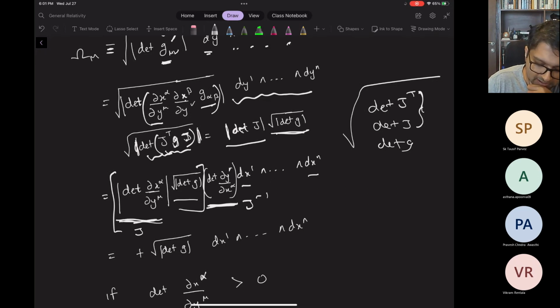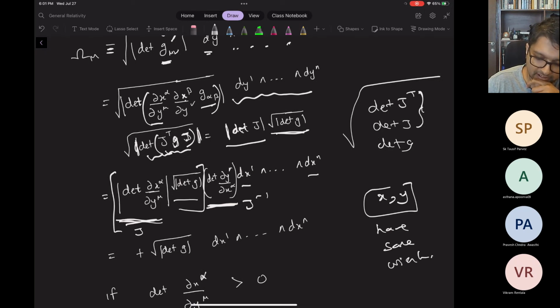Now these two factors exactly cancel out if x and y are coordinate systems with the same orientation. So this Jacobian will have the same sign. If it has a positive orientation, so if the Jacobian is positive, x and y have the same orientation. So these two factors will cancel out, and I'll just get the square root of determinant of G, where G is now the metric coefficients expressed in the x basis, times dx1 wedge dot dot dot wedge dxn.